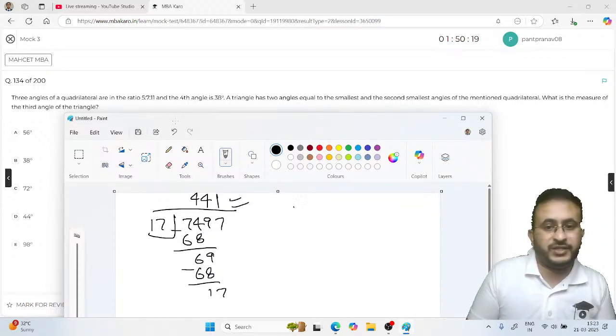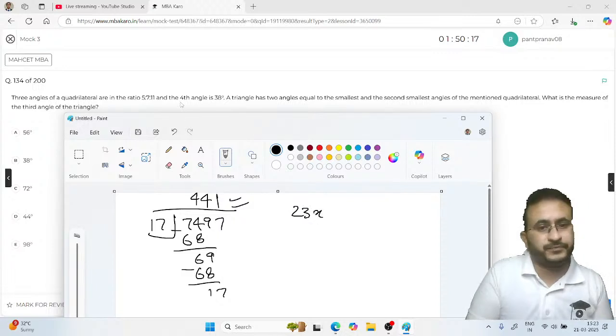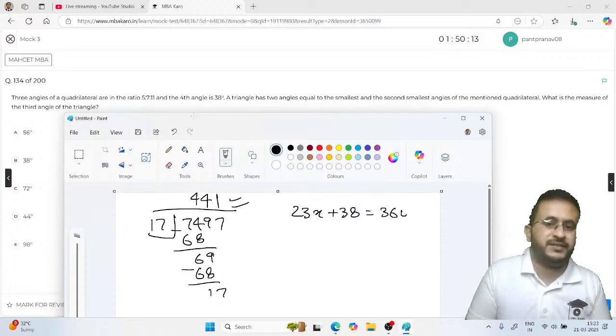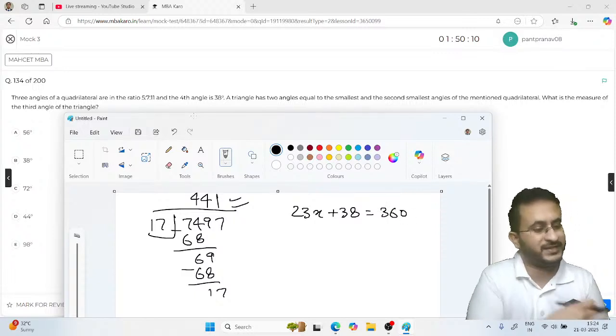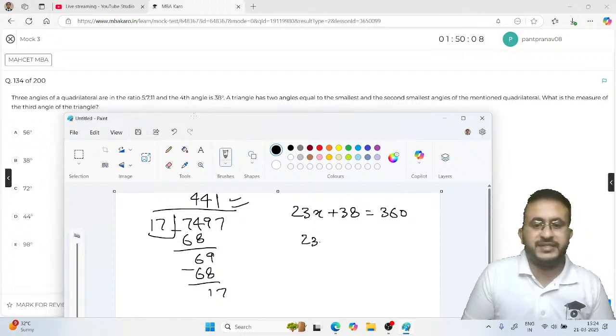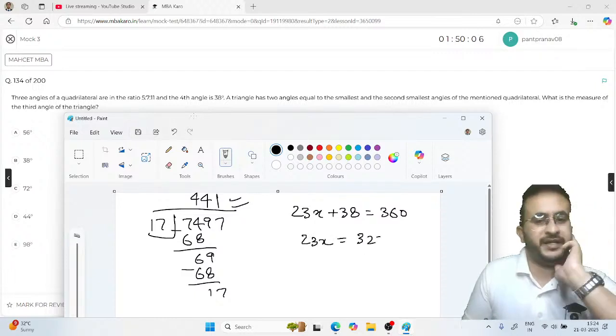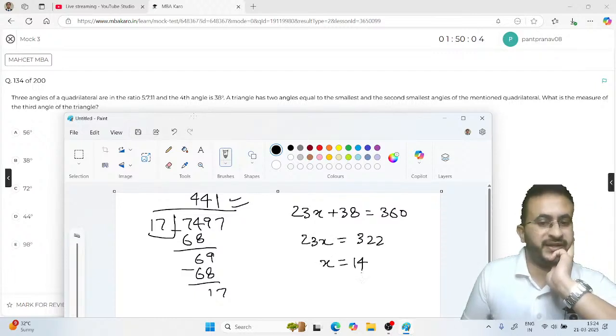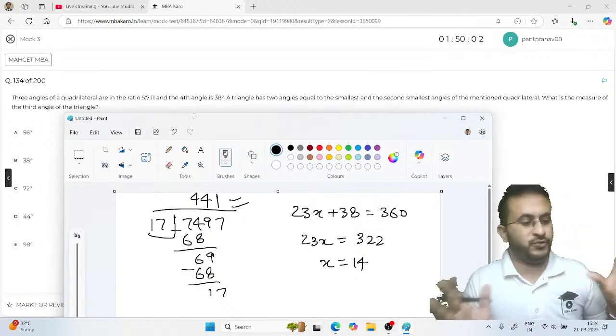5x, 7x, 11x, that is 23x, plus 38 is equal to 360. See, it's a quadrilateral, so the total angle is 360. So 23x will be equal to 322, so x will be equal to 14. Now, how did I do it very fast?